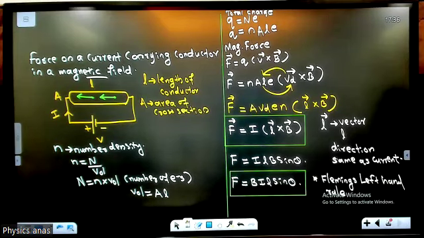What is the equation for magnetic force? F is equal to Q into V cross B. Q is n A L e. V is the average velocity of electrons, that is v_d. So F is equal to n A L e v_d cross B. And what is n A e v_d? n A e v_d is I, the current.